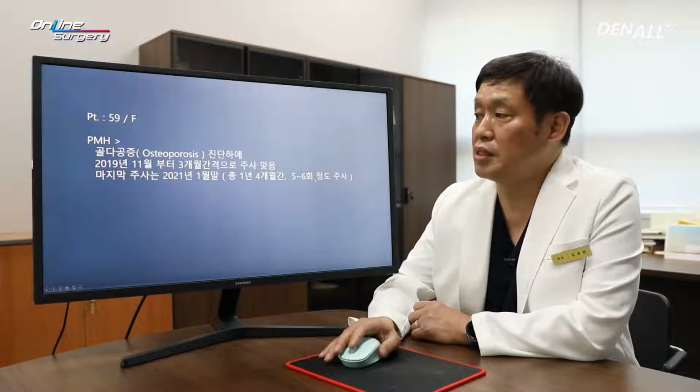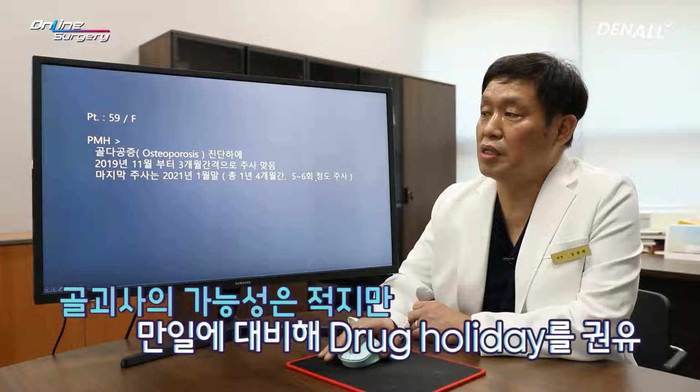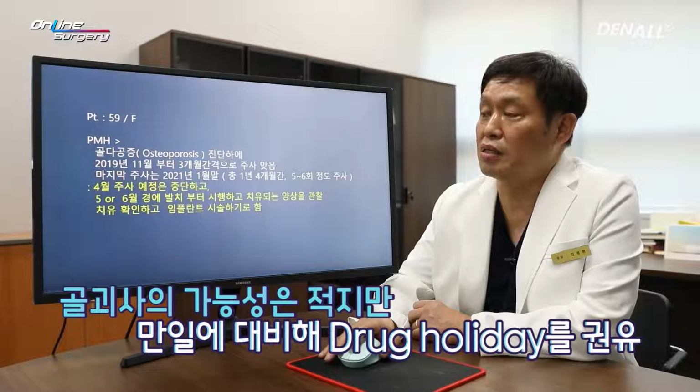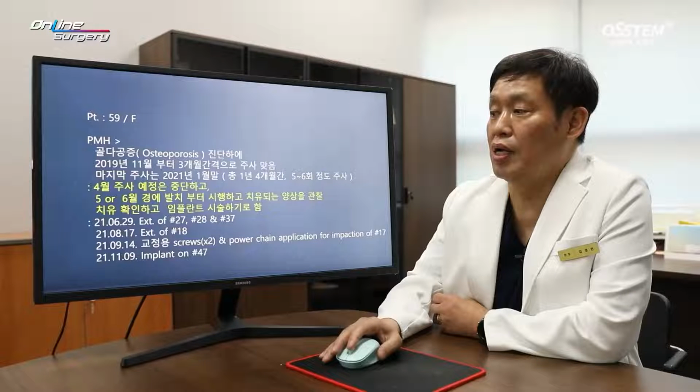At this stage, the entire period was 1 year and 4 months, so this is not a significant amount of time. There's little possibility of bone necrosis, but I recommended a drug holiday. I had the patient forego the injection in April, and extraction was to be done in May or June. If the healing had no problem, I decided to move forward with implant treatment. On June 29th, on the left, number 27, 28 and 37 were extracted. Healing was done nicely and the patient felt more comfortable.